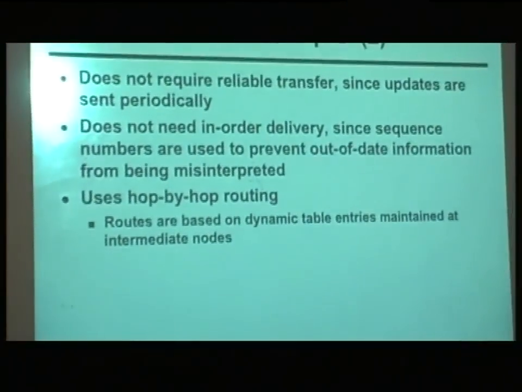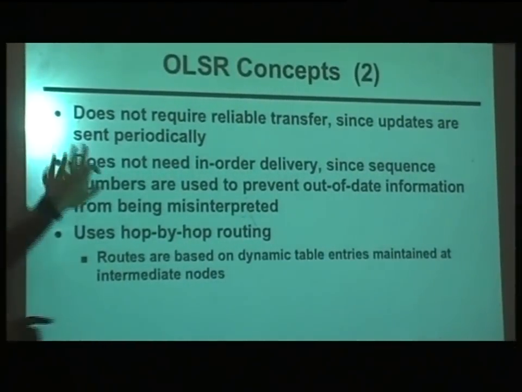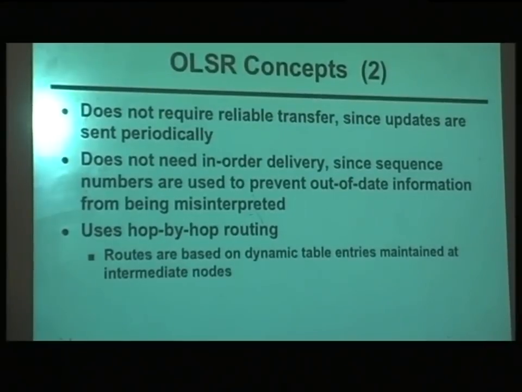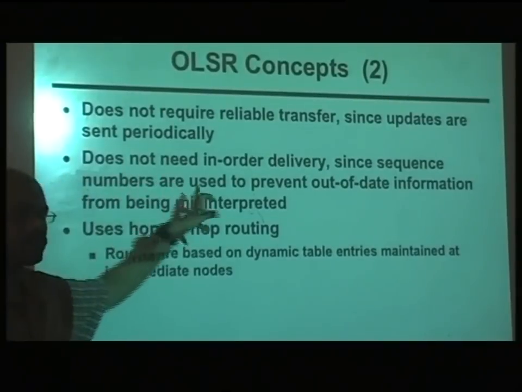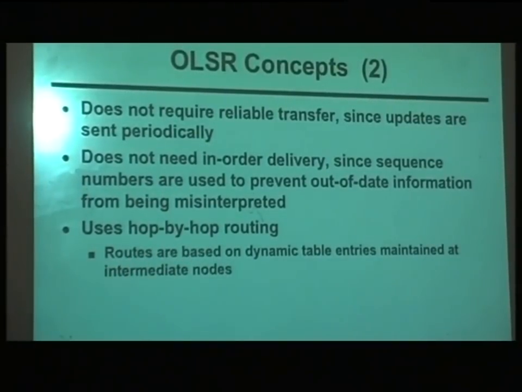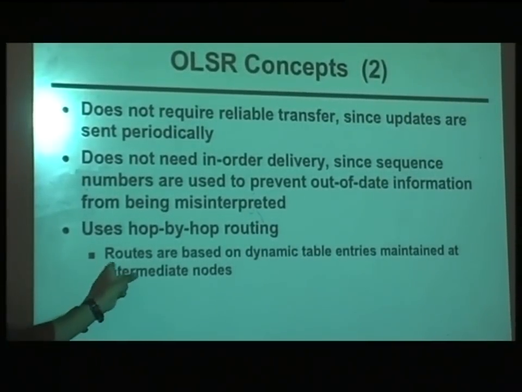So that's why we introduced a new routing called OLSR, and it does not require any reliable transfer. So even if there are packet drops, it can deal with it. It does not need in-order delivery. So the routing protocol is built in with some sequence number, so that if the packets are out of order, they can be reorganized. And it uses hop-by-hop routing.